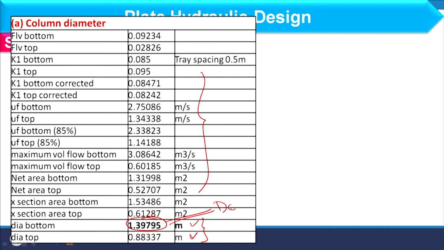Okay. So if you consider here, we have to design the top plate, okay, but as far as diameter is concerned, we can choose the larger diameter whether it is available at the top or at the bottom. Okay. So as far as column diameter calculations are concerned, it is irrespective of the position of the plate for which we are calculating the hydraulics. Okay. From now onward, all calculations will depend on the position of the plate, right.